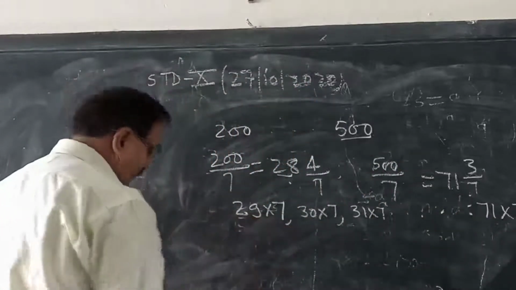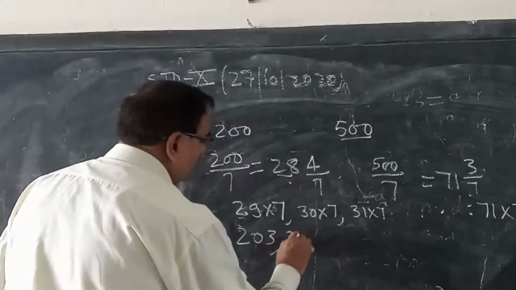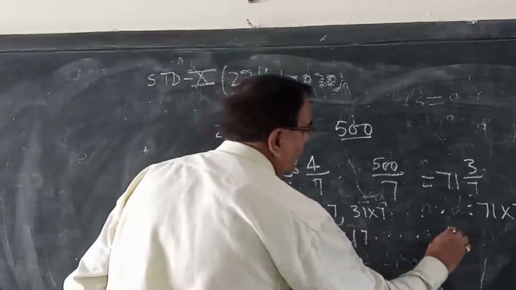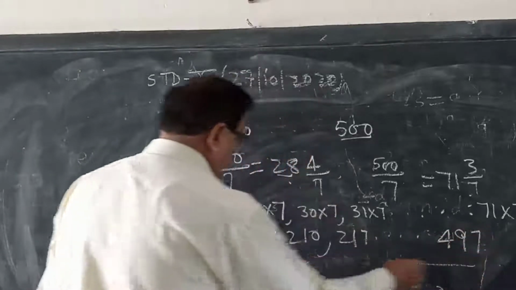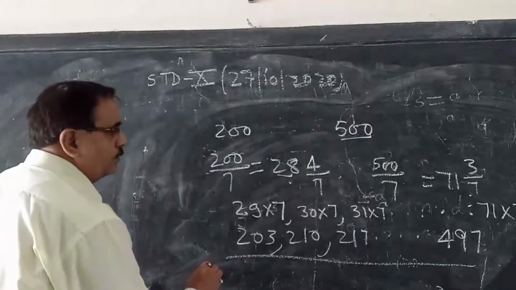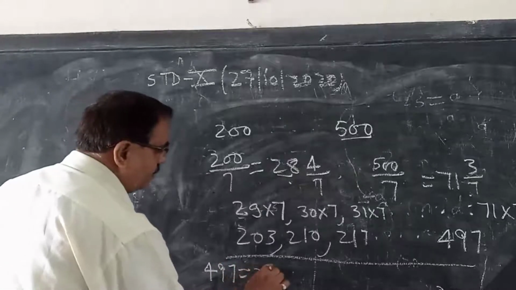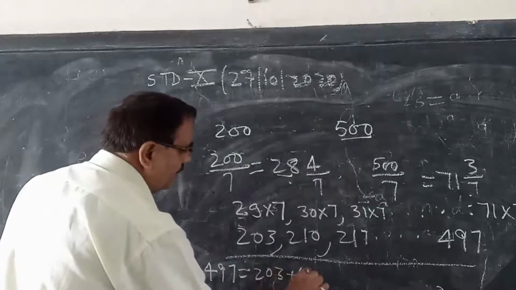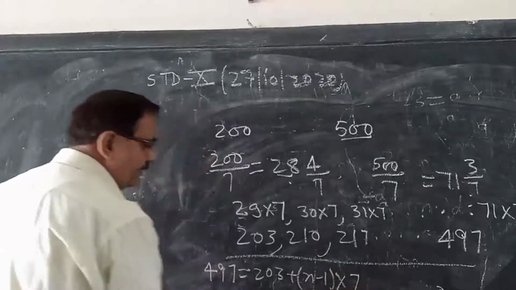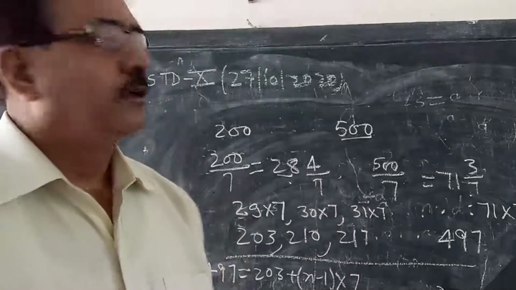Now when you multiply, you will get 203, 210, 217, up to 497. Now find out the number of terms using the formula. Tn is 497 given, A is 203 plus n minus 1, the common difference is 7. Find out n, and you will get the total number of terms.